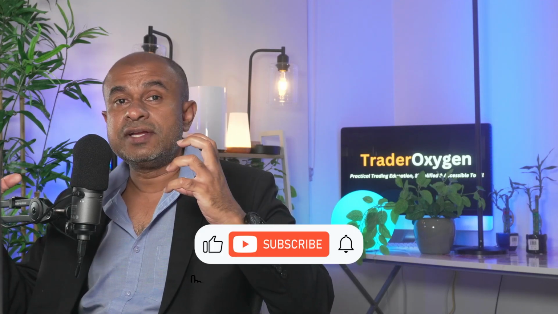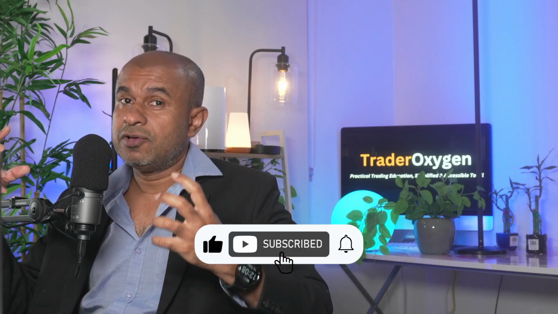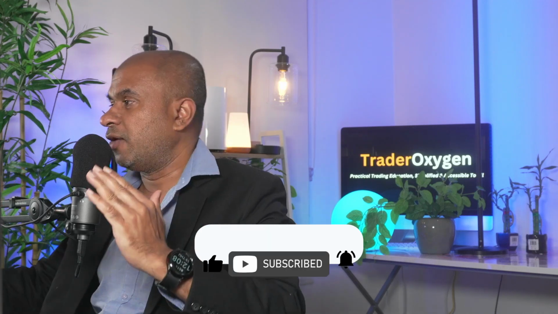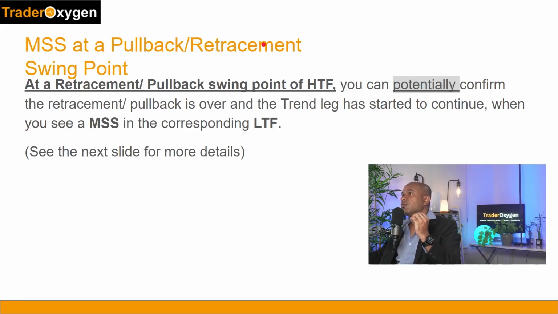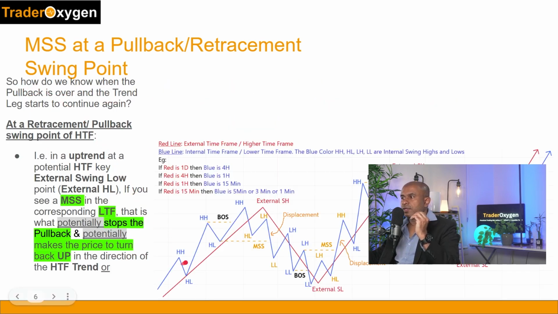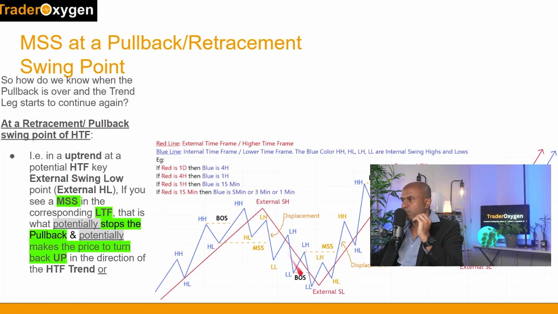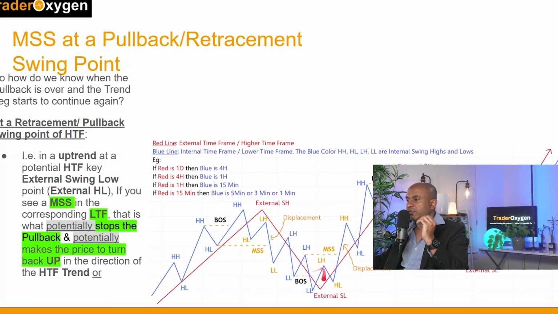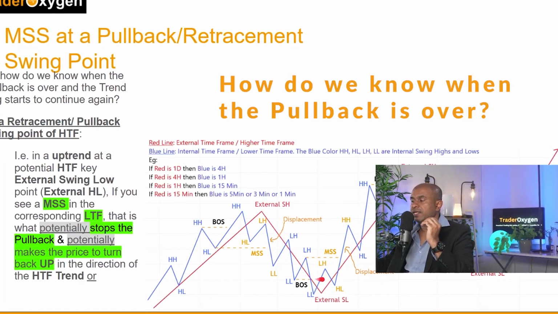Okay, so now we are going to look at market structure shift happening at a pullback location, and this will help you to understand where to buy and where to sell. Okay, let's jump into that now. How do we know when the pullback is over and the trend leg starts to continue again? That's an important question. You can see the higher time frame is in an uptrend. Now there's a pullback here. So the question is, how do we know when the pullback is over?